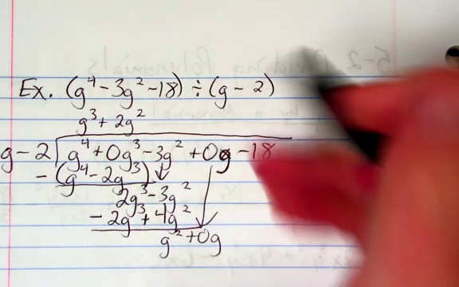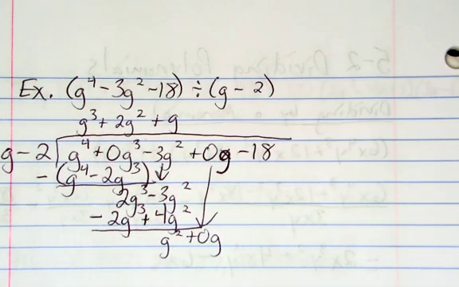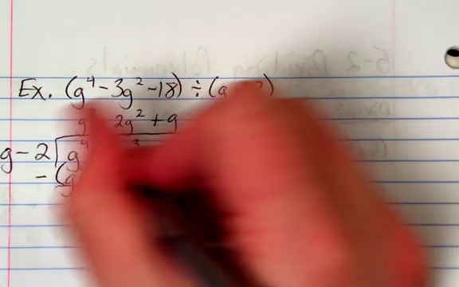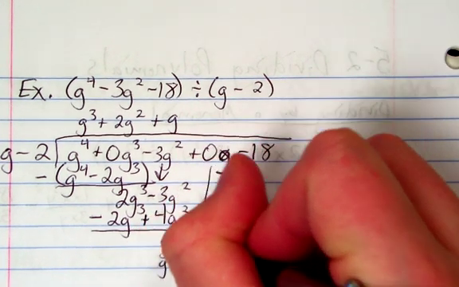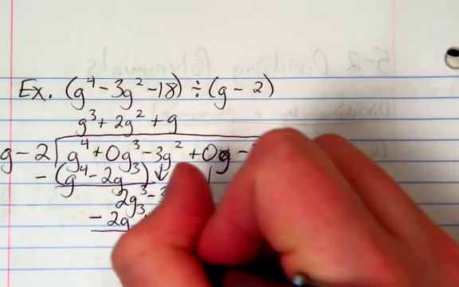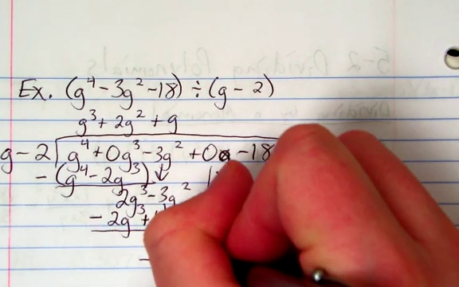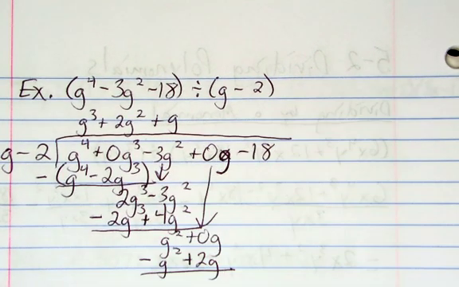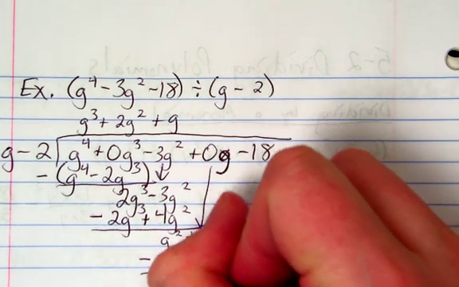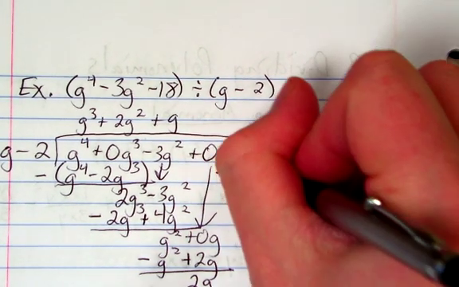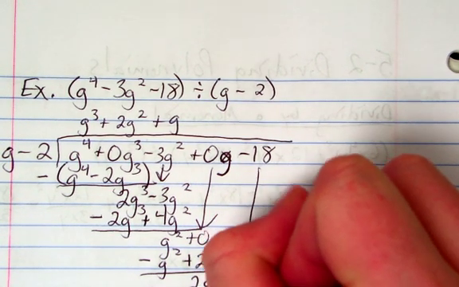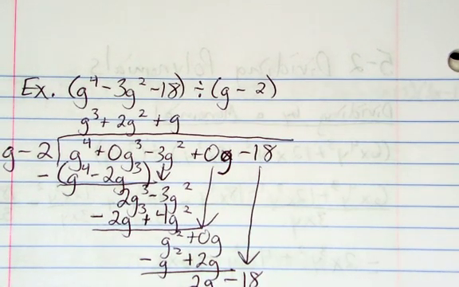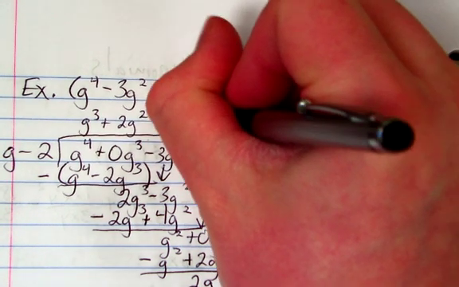G into g squared is plus g. So multiply by g, I've got g squared minus 2g. I'm going to be subtracting, so immediately distribute my negative to turn that into a plus. That becomes positive 2g. Bring down my minus 18. G into 2g, well, that's going to be positive 2.